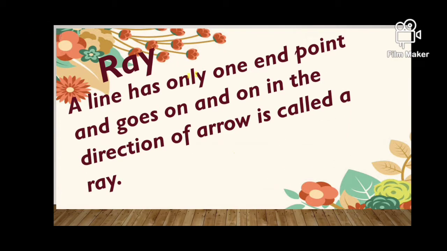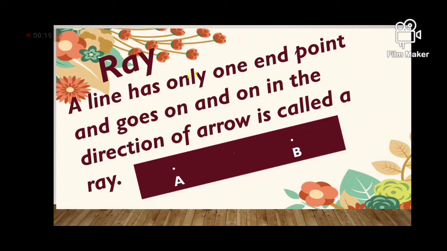What is a ray? A line that has only one endpoint and goes on and on in the direction of the arrow is called a ray. Let's see the ray. This is a ray. It has an arrowhead only on one side, and it can go on only in one direction, in the direction of the arrow, and it has one endpoint.